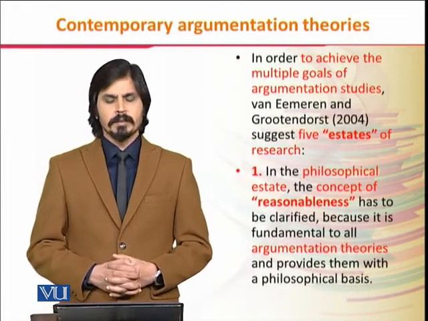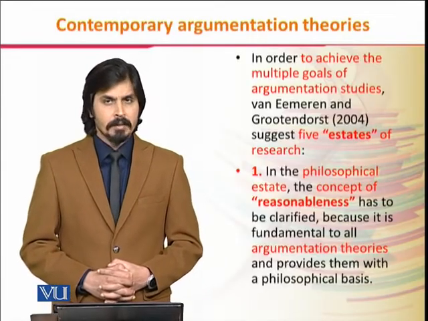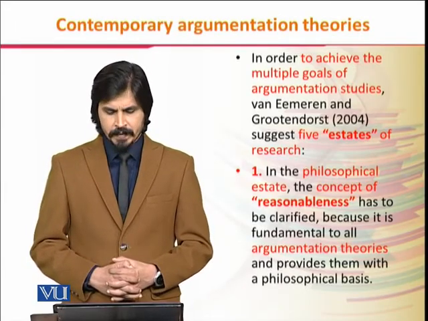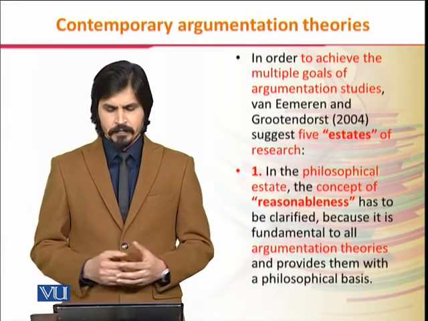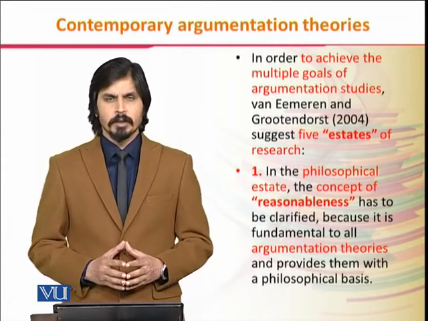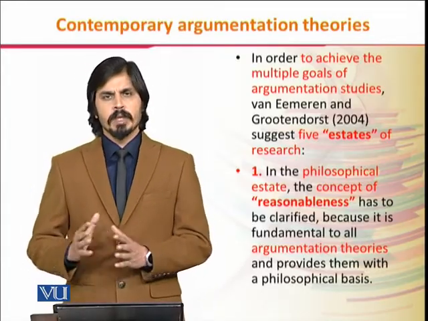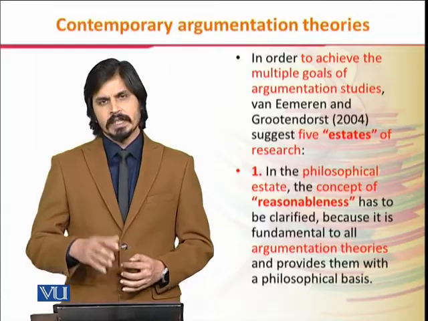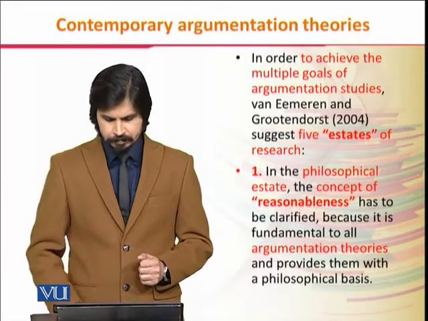In order to achieve the multiple goals of argumentation studies, Van Eemeren and his counterpart developed five estates of research. In the philosophical estate, they believe that the concept of reasonableness should be defined clearly, because it becomes very fuzzy or unclear sometimes. Something which is reasonable to one person may not be reasonable to another. So there should be some kind of theory which clearly articulates the concept of reasonableness.